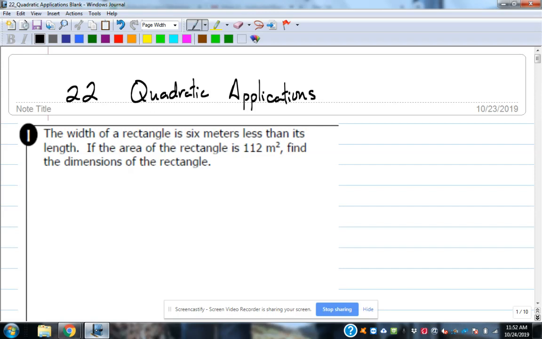All right, let's look at some quadratic applications. The width of a rectangle is 6 meters less than its length. The area of the rectangle is 112 meters squared. Find the dimensions of the rectangle.